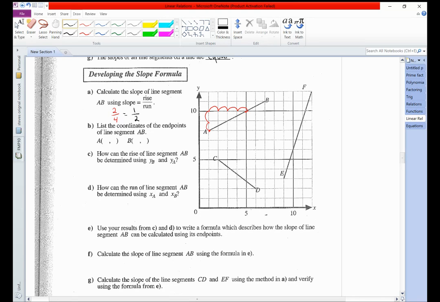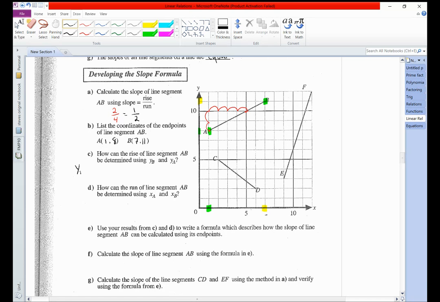List the coordinates of the endpoints of line segment AB. So the endpoints are right here and right there. So it looks like A is at positive 1 x and positive 8 y. So 1, 8. And B is at 7 x, 11 y. 7, 11.